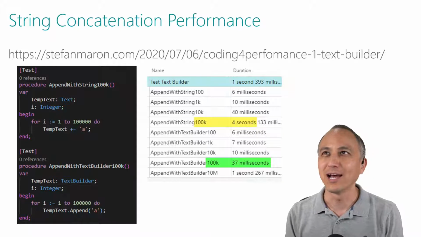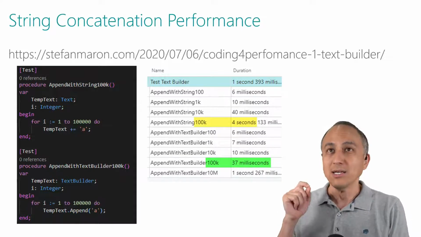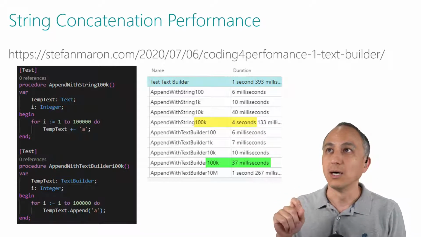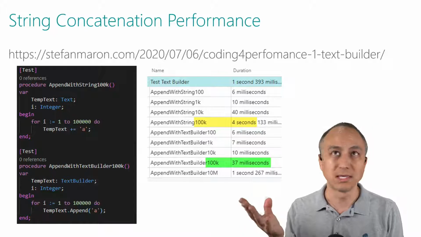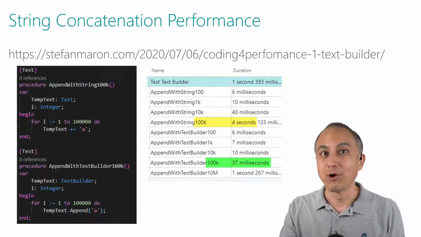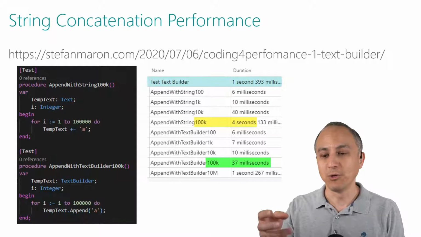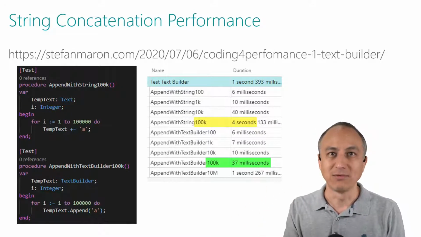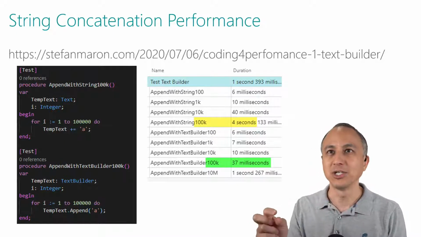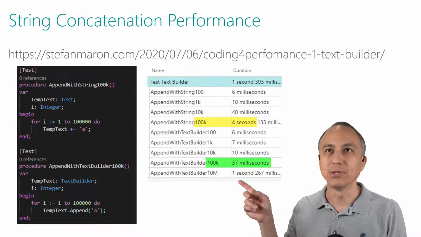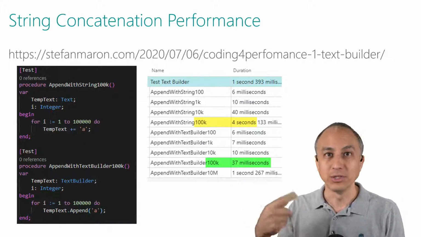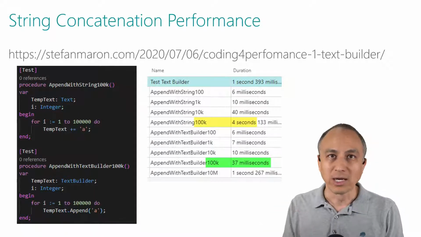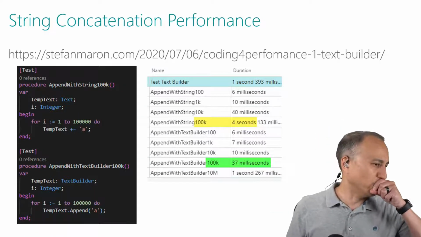Okay, so string concatenation performance. I see that Stefan Maron has a blog post, Coding for Performance #1, Text Builder. So this is a common programming concern. If you are concatenating strings repeatedly, what is the performance impact of that? And you can just do your basic concatenation, like there you see plus equals A. You can do that. If you're doing that many times in a loop or a very fast process, there could theoretically be performance concerns.